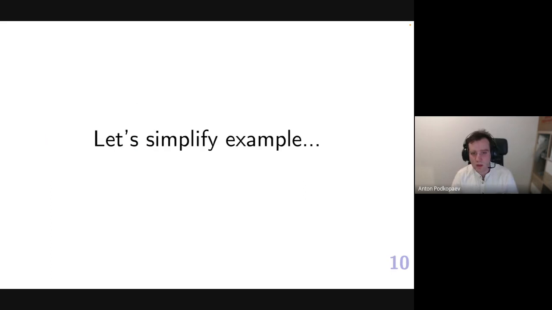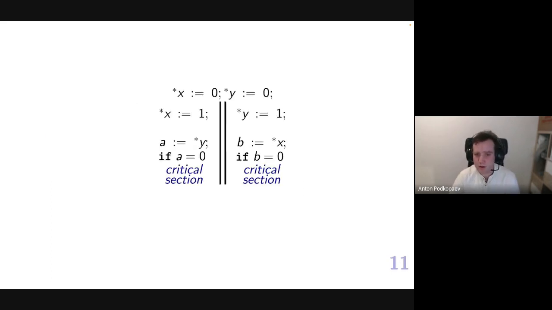So let's simplify our example. Again, we initialize both locations X and Y to 0, and then we start 2 threads, and each thread performs writing 1 to the corresponding location, and then we read from the opposite one. So here we could even use it as a part of synchronization. So we expect that we'll never get A and B being equal to 0 because there is no sequentially consistent execution which leads to this outcome.